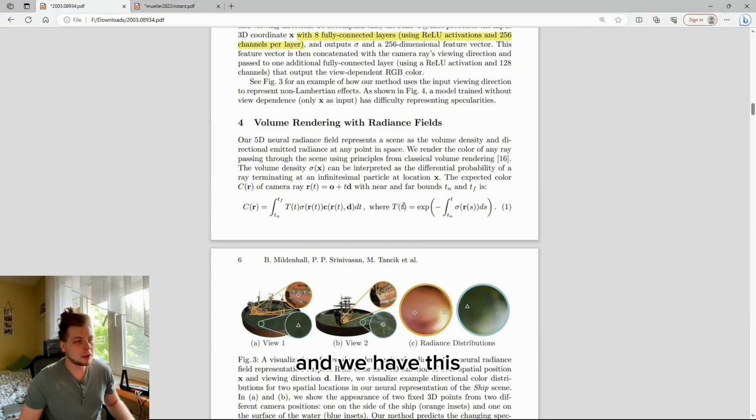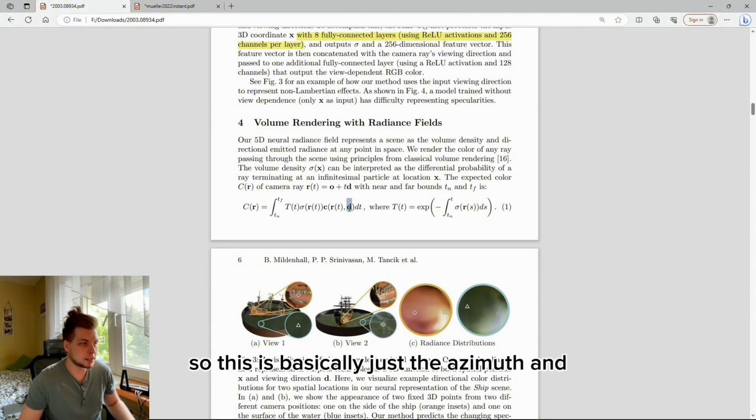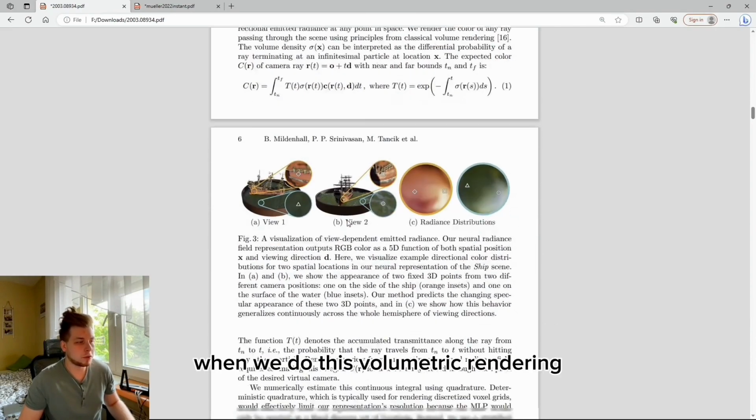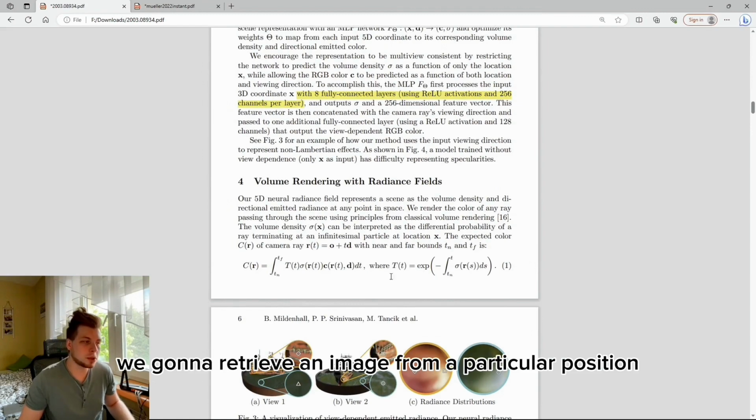And we have this T of t, which is telling us how much we should consider the particular value that we gathered at some point. It's calculated from the starting point to the ending point of the traversal of the ray. We are calculating the sigma value at that point, and we're calculating the color that is dependent on both the position xyz that is calculated by this r and also the direction, so this azimuth and radius coordinate. With that we just sum this up, and we have an output color for a particular camera ray. So this is a pixel that we're going to generate and output in the 2D image. We do that for all the pixels and all the camera rays when we do this volumetric rendering, and this way we retrieve an image from a particular position.